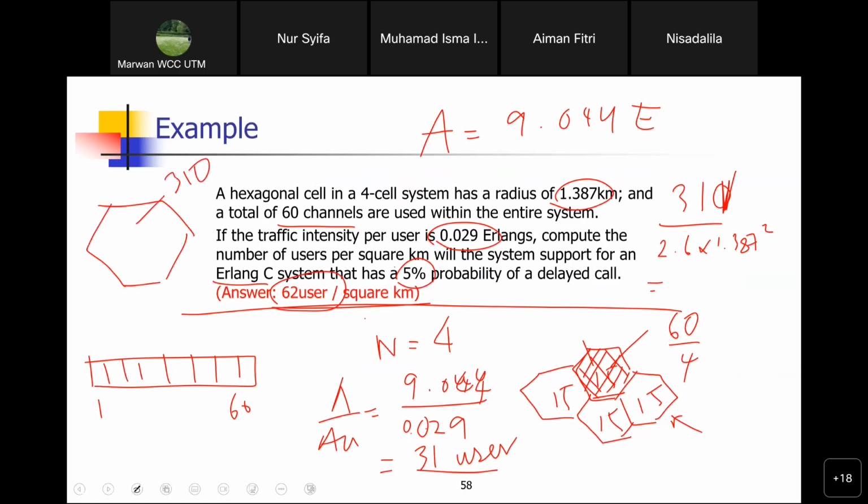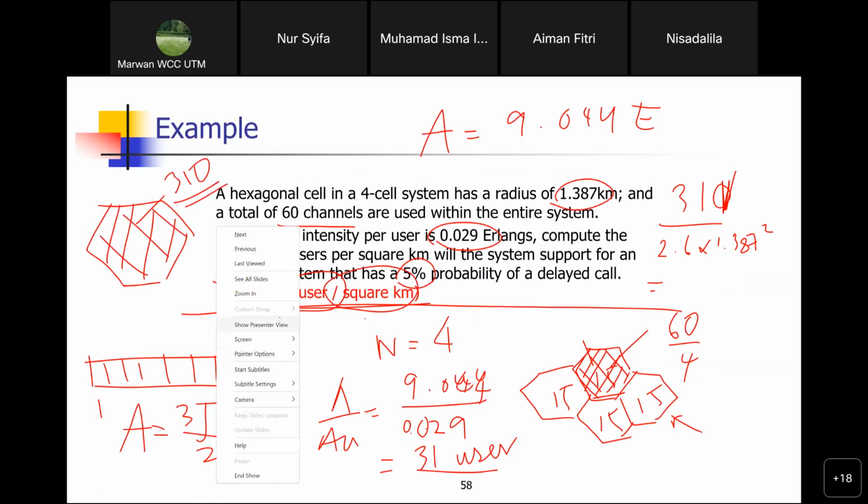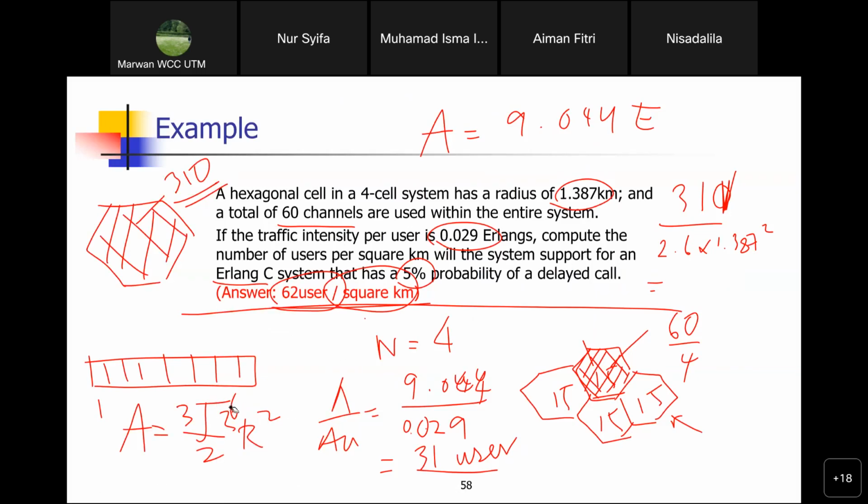So what if you want to know how many users per square foot? The number of users divided by the area. The area you need to know, this is what I asked you to do, the area of the hexagon: 3 square root 3 divided by 2 r squared, or 2.58 r squared. So with that, you should be able to get the number of users. So please do the example. The answer is there.